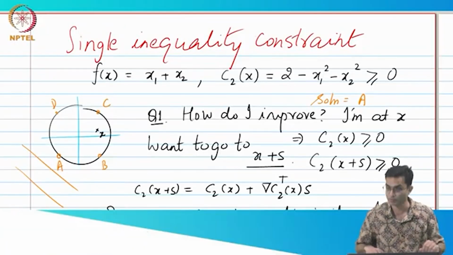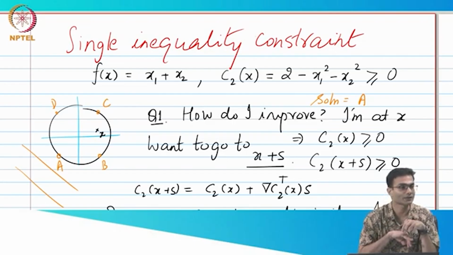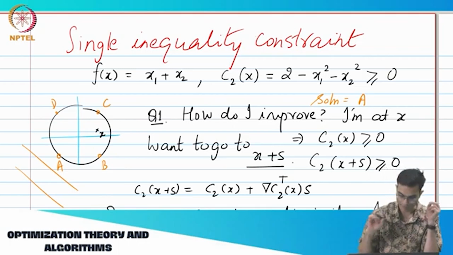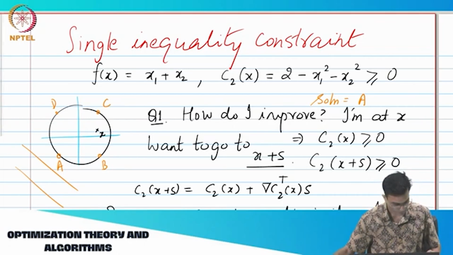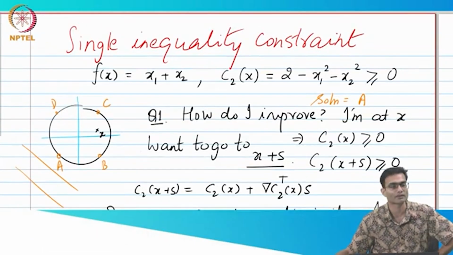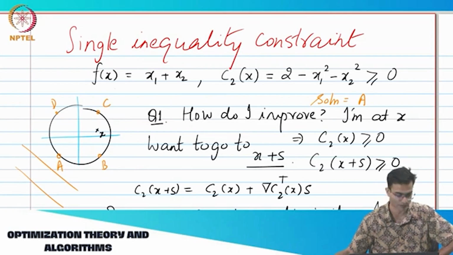Okay, so we are talking about constraint optimization. We have looked at a single equality constraint, and now we are looking at a single inequality constraint. So this is just from last time. In the single inequality constraint, the problem that we have is a simple objective function x1 plus x2, and the constraint is the interior of the circle.